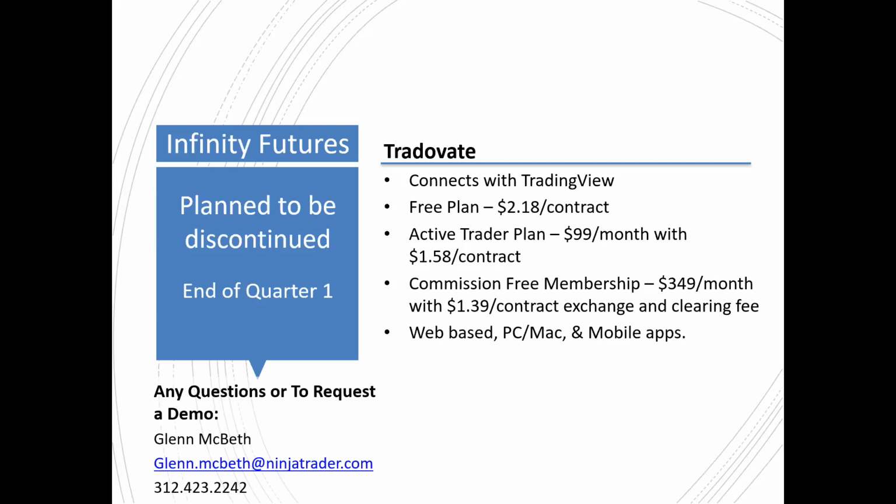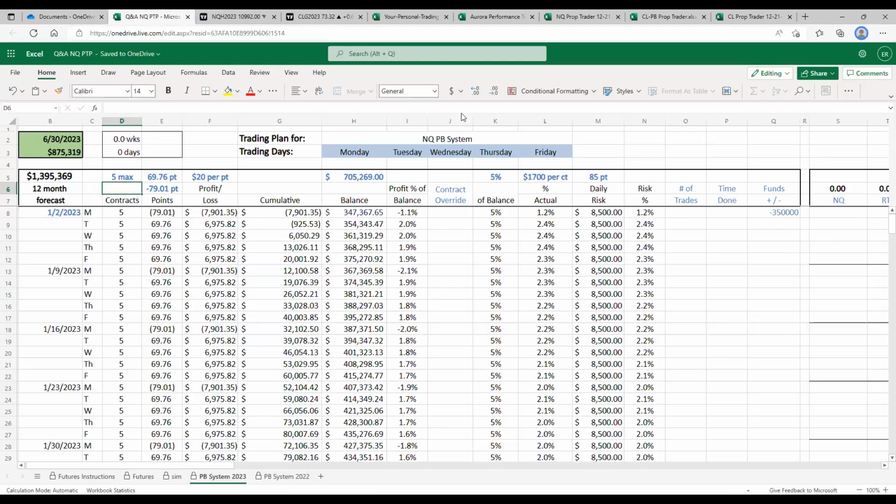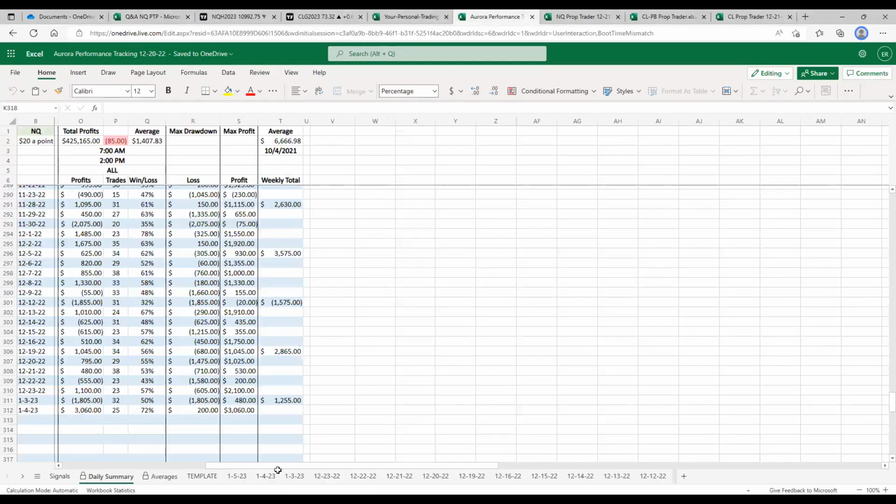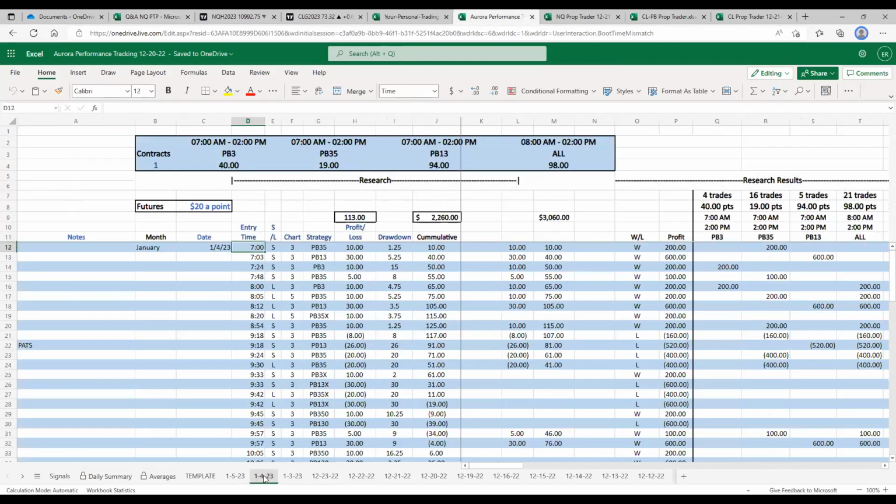Leo, your question is, could you please show an example of an actual trading day? So let me get over. So this is our Aurora performance. This is our PB tracker.